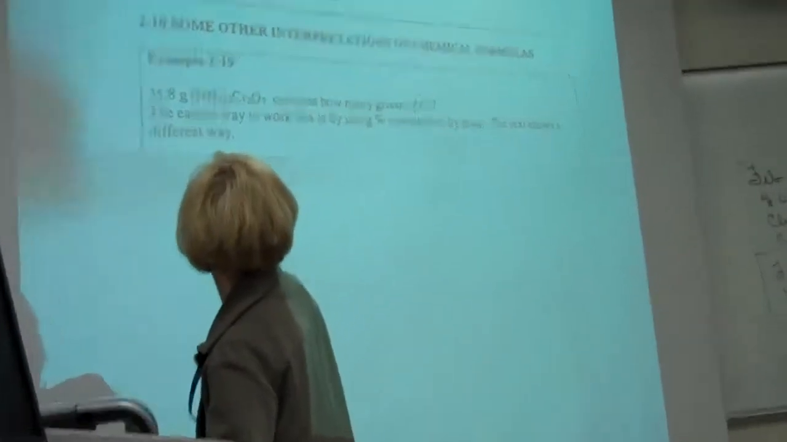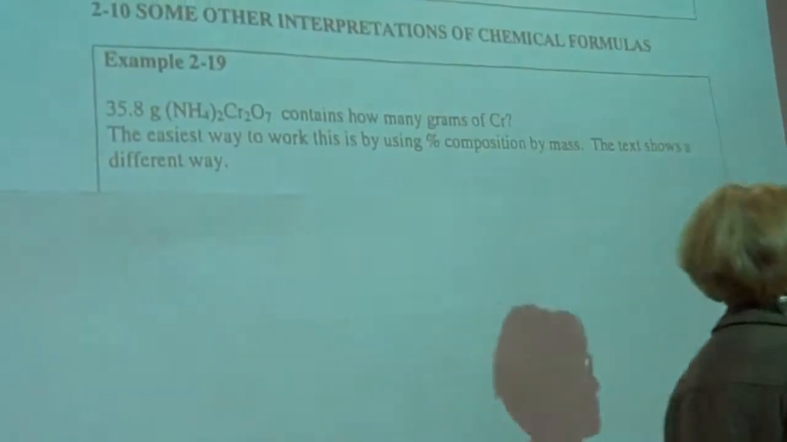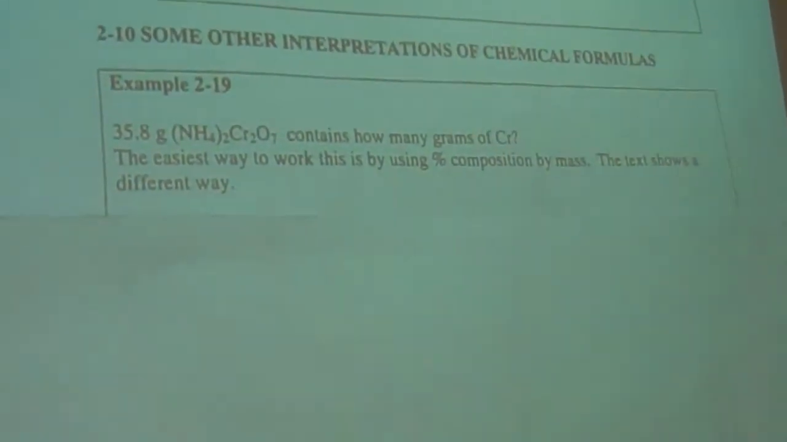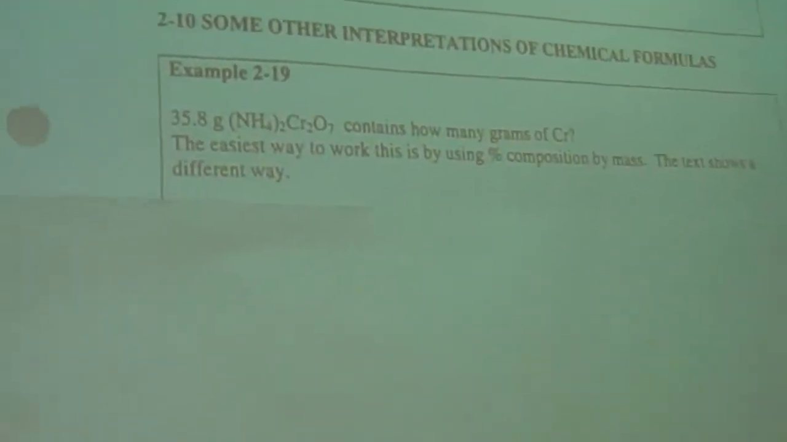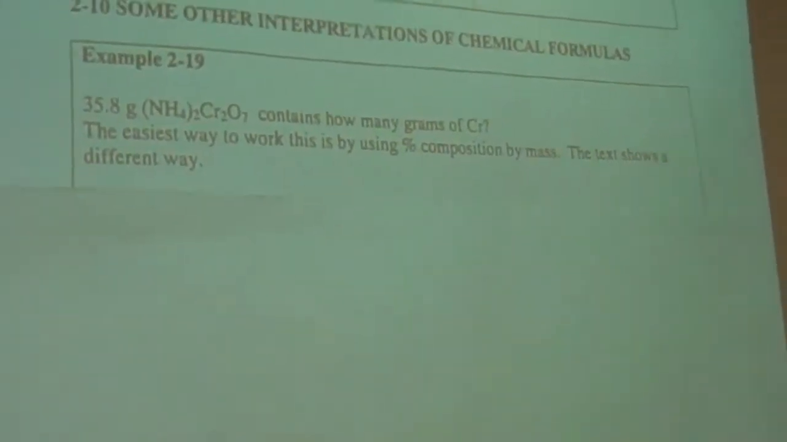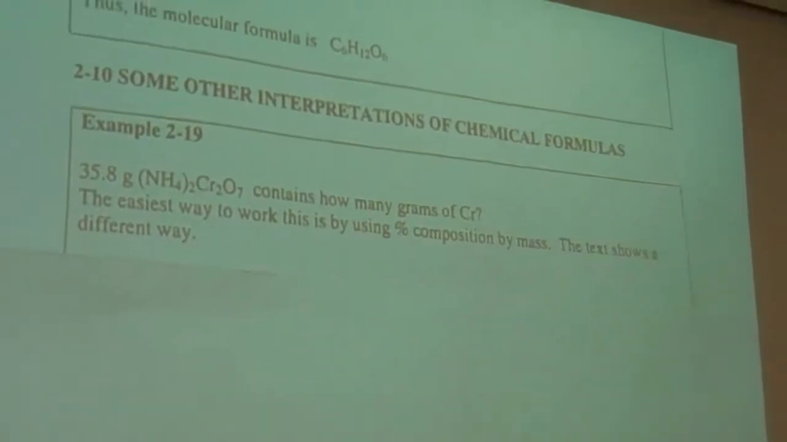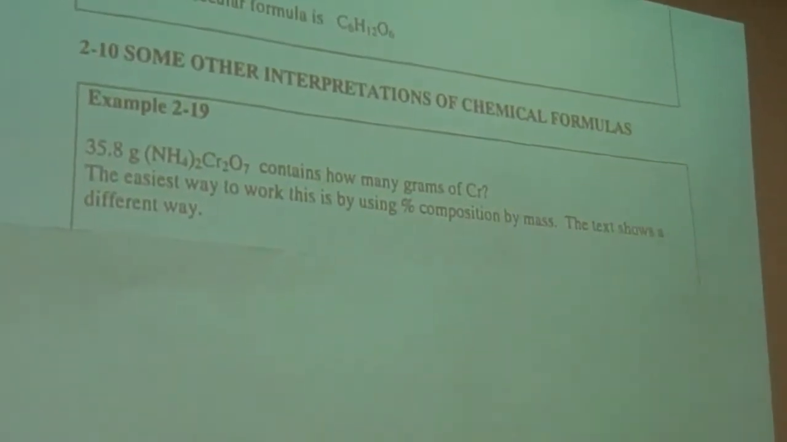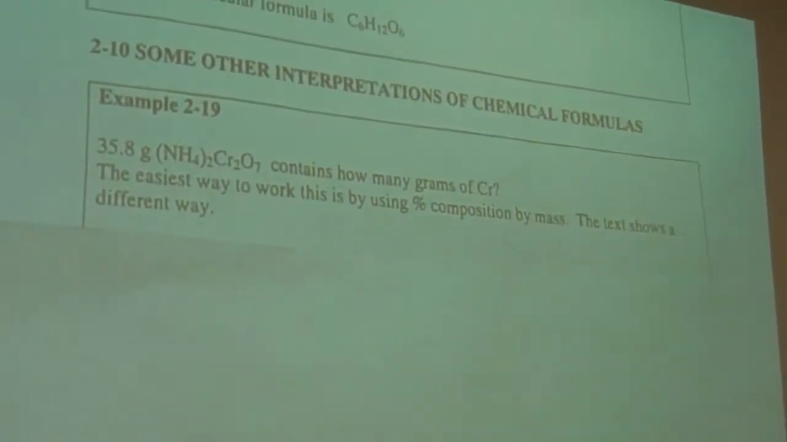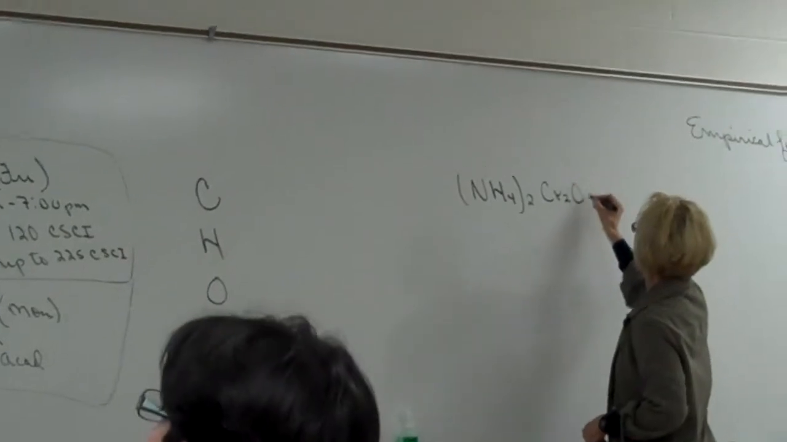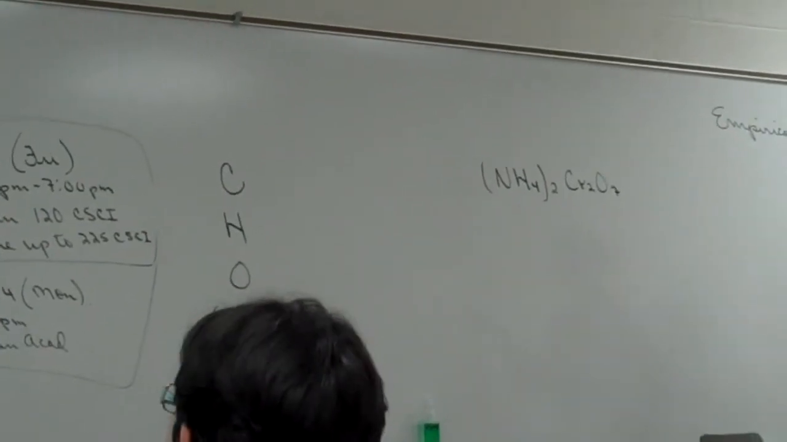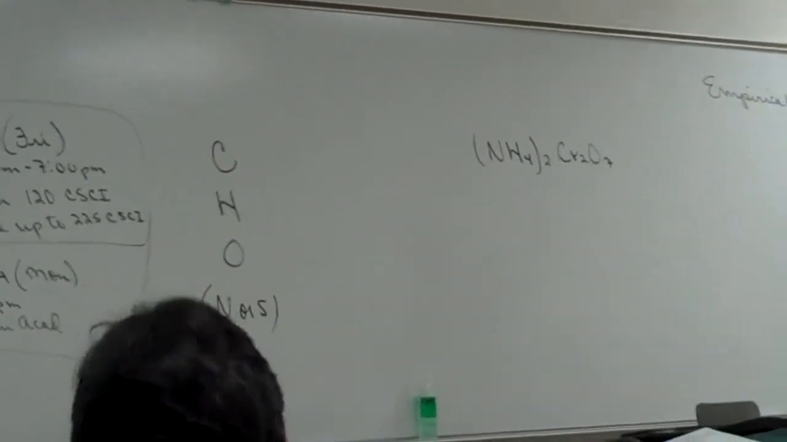And on this problem, 219. 219, I work differently than the textbook does because I think the textbook makes it harder than it needs to be. I have this compound. This is ammonium dichromate. This is really an interesting compound.